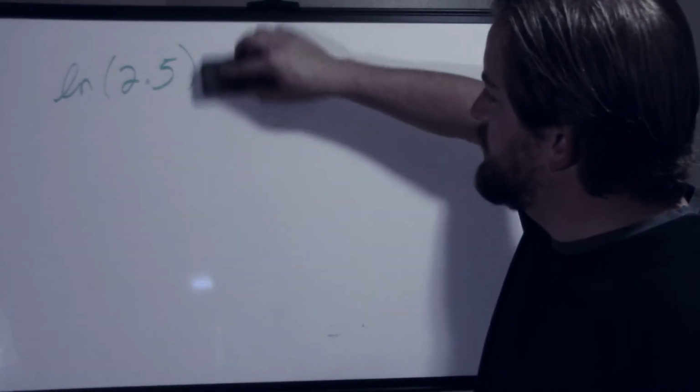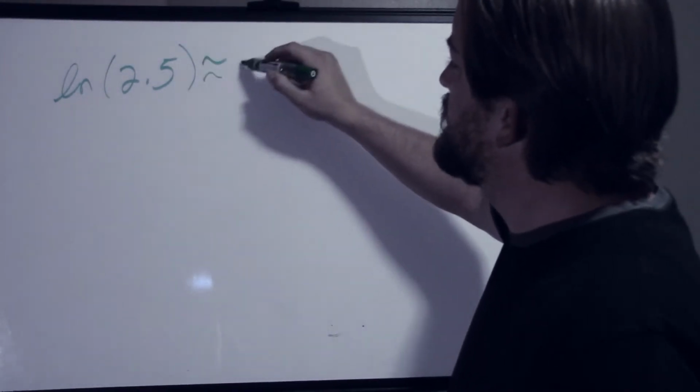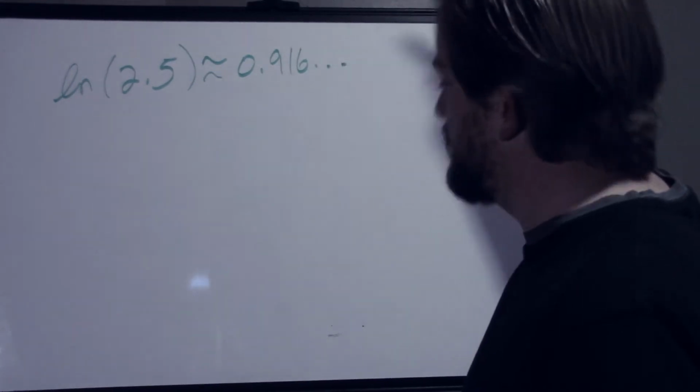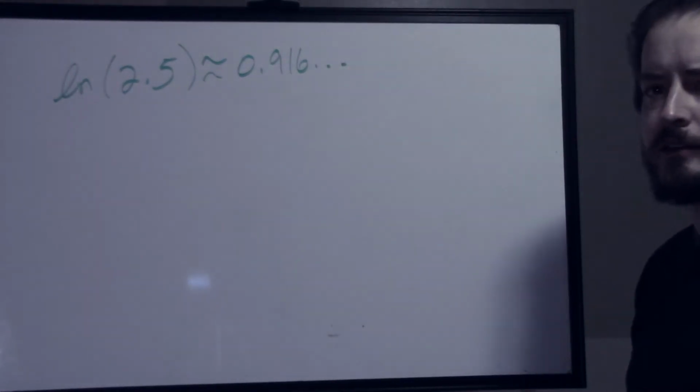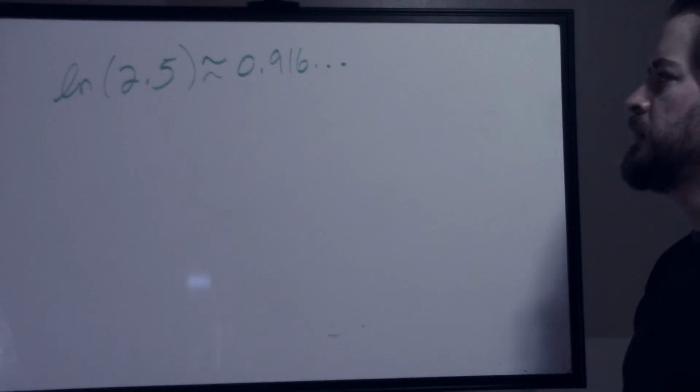So we're just going to plug it straight into the calculator. Right? The calculator, just ln 2.5. What do I get? I get 0.916 something something. We'll just cut it off at 3 digits. 0.916 something something something. It goes on forever. Right? It's another irrational number.